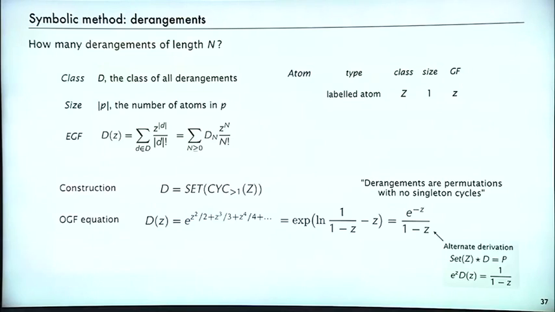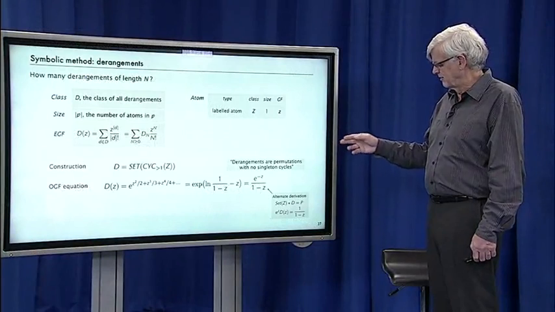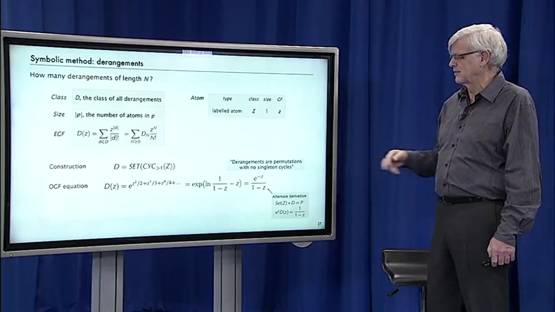Another way to derive it, which maybe is even easier to understand, is we can say: what is a permutation? A permutation is a set of singleton cycles crossed with a derangement. That's another way to phrase it. And then that immediately translates to e to the z times d of z equals 1 over 1 minus z, and solving for d of z, you get the same result.